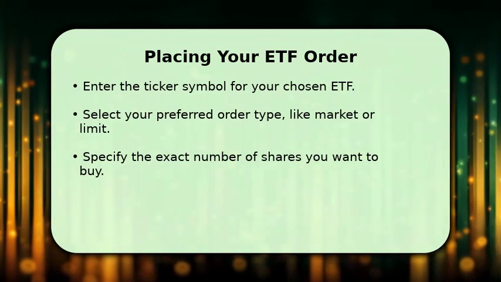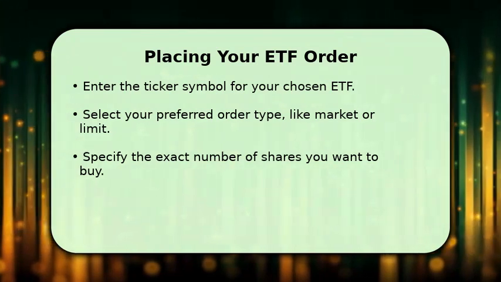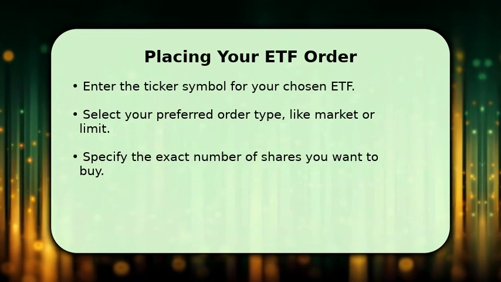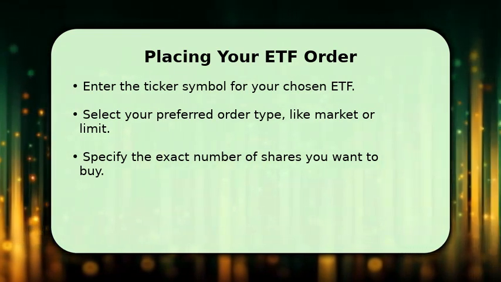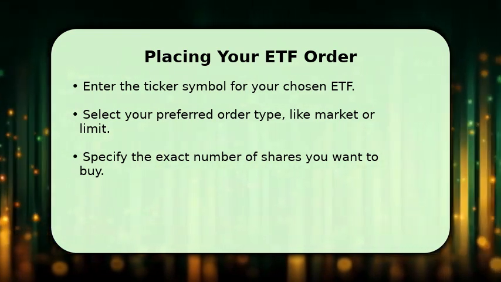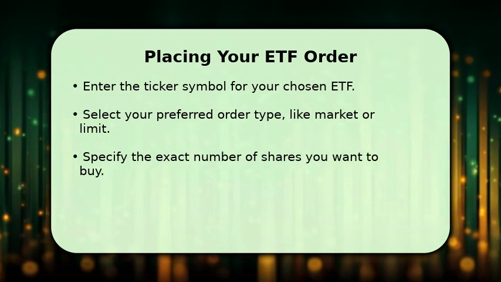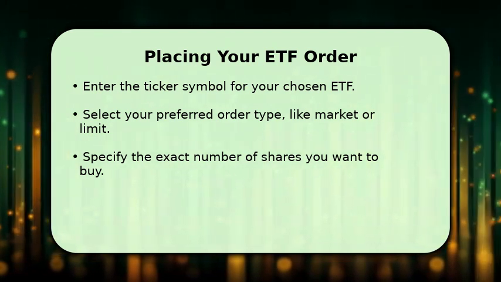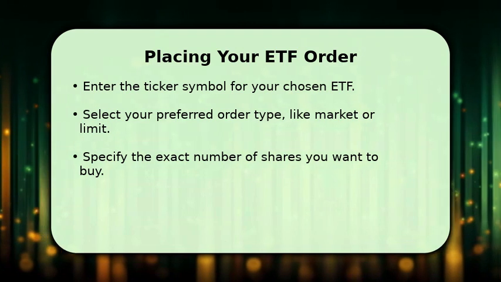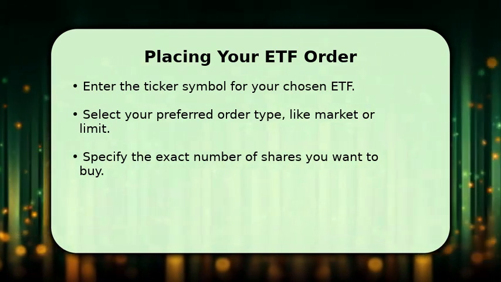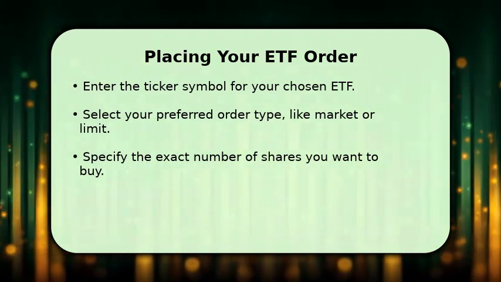Now it's time to place your order. Enter the ticker symbol for the ETF you've selected into the search bar. Then, choose your order type. A market order executes immediately at the current price, while a limit order lets you set a specific price. Finally, specify the exact number of shares you wish to purchase for your portfolio.